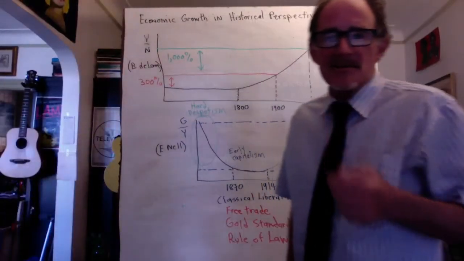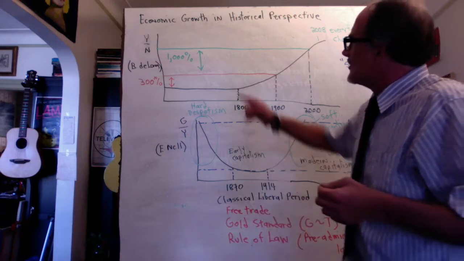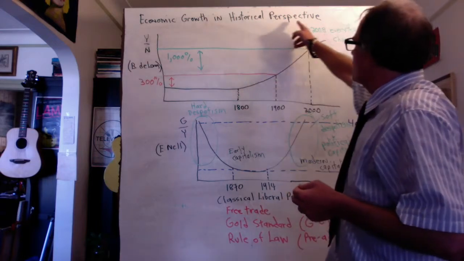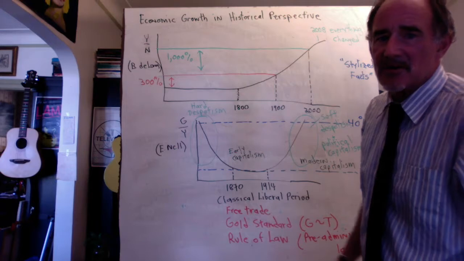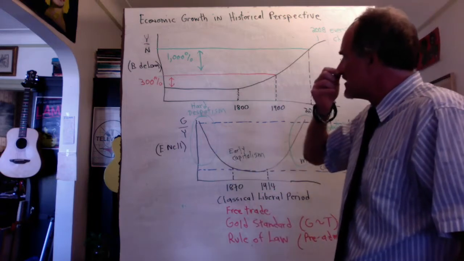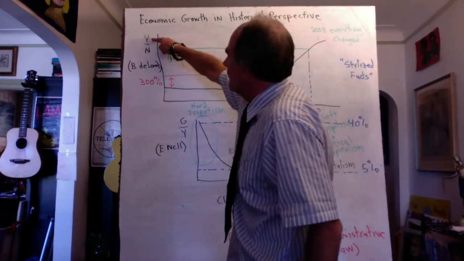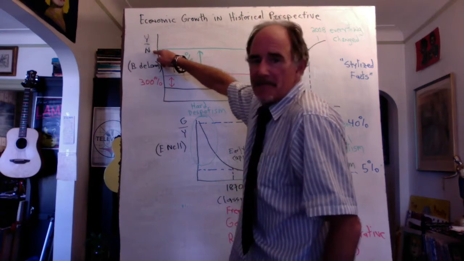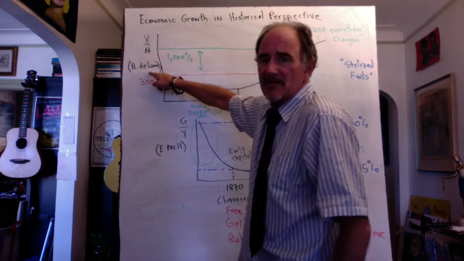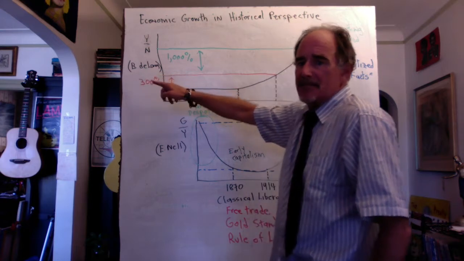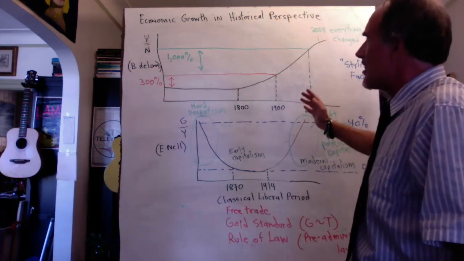Okay, in this teaching module, we're going to look at economic growth in historical perspective. We'll start with economic growth per person. This comes from Bradford DeLong at the University of California, Berkeley, on the historical perspective of economic growth over time.